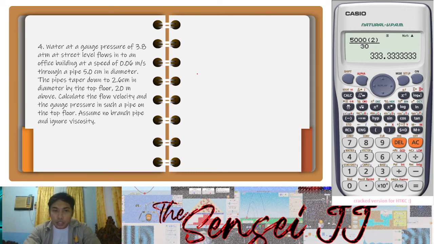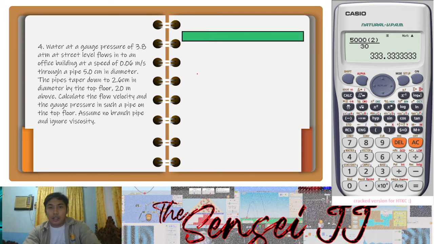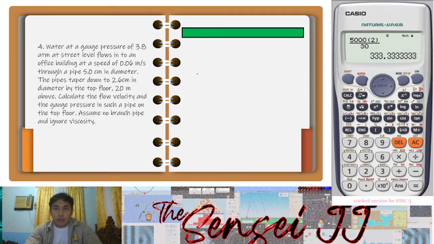Okay, so no branch pipe and we have no viscous fluid. Let's try to solve this one. Please, guys, try to brainstorm for this one. It's a bit tricky. This one is Bernoulli, the one with our velocity. Please try to solve this one, guys.